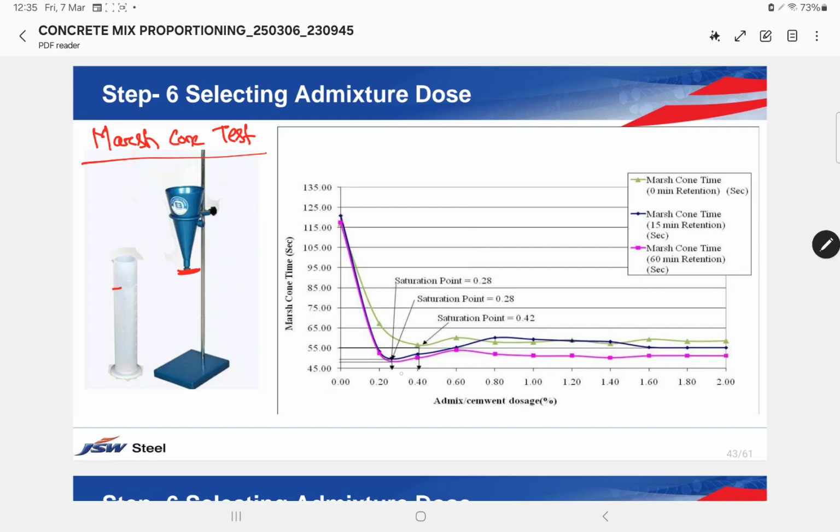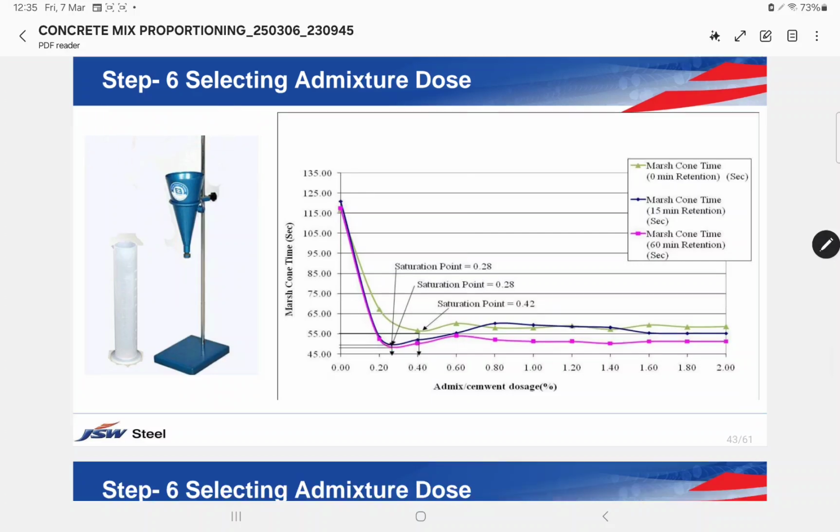You see here, after this there will be no further decrease in the Marsh cone time. So you can say this is the optimum dose. If you unnecessarily add more admixture, it is not helping you; you are only consuming it without any result. So accordingly you have to decide the optimum dose. And once you find out the optimum dose, the next step is to do the correction accordingly.